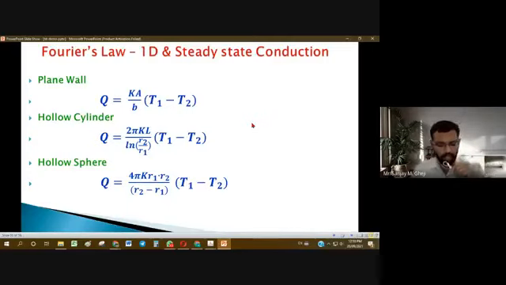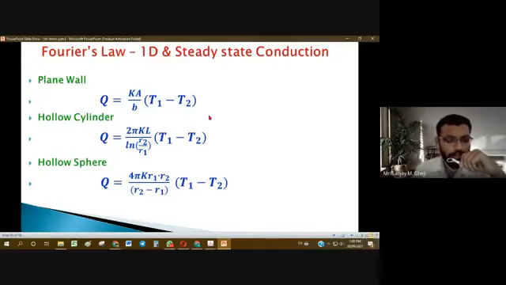Now suppose in practice, there are a lot of constructions which are made up of a combination of several materials. So composite materials are used, in which a variety of materials are involved. More than one material will be there in a construction, so we have to consider the conductivities of all those materials. In that case, these standard formulas cannot be used.